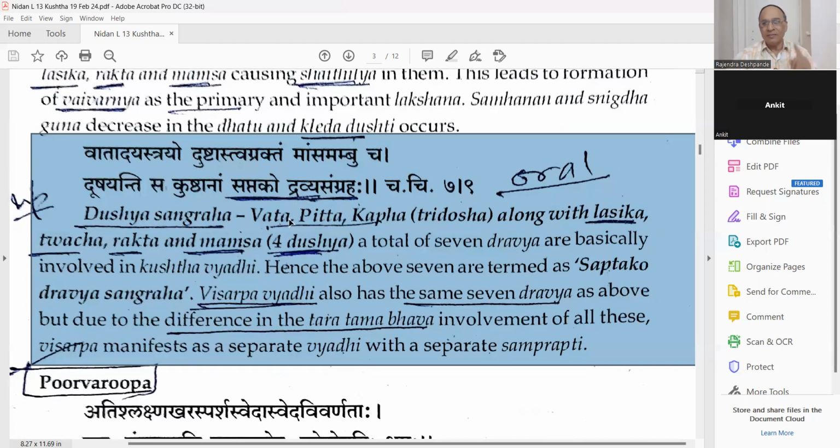Number 1, Vata. Number 2, Pitta. Number 3, Kapha. So very easy to remember. Out of 7, 3 are doshas. Then 4, Lasika. 5, Tvacha.